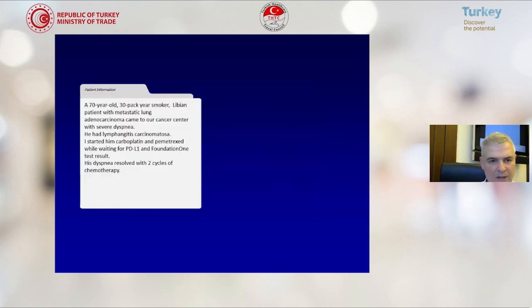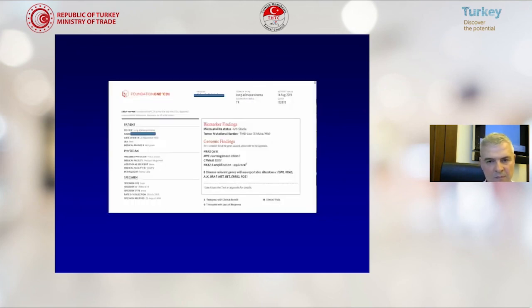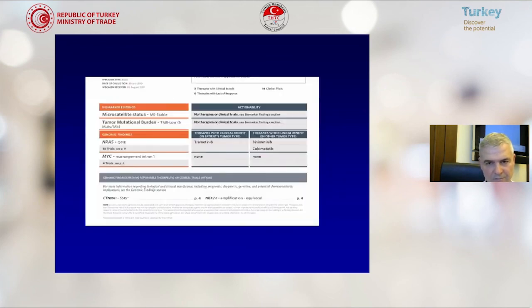So another patient, a Libyan patient, 70-year-old. This patient had also lung cancer with metastatic. This patient also had NRAS mutation with trametinib. Trametinib was a smart drug for that patient.